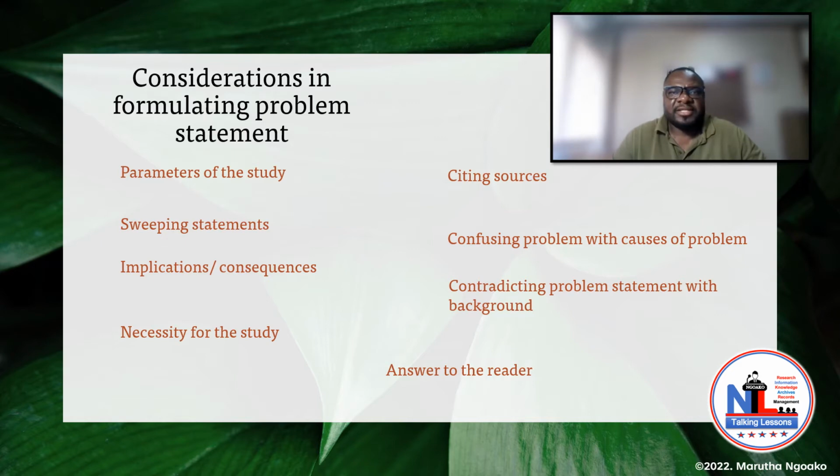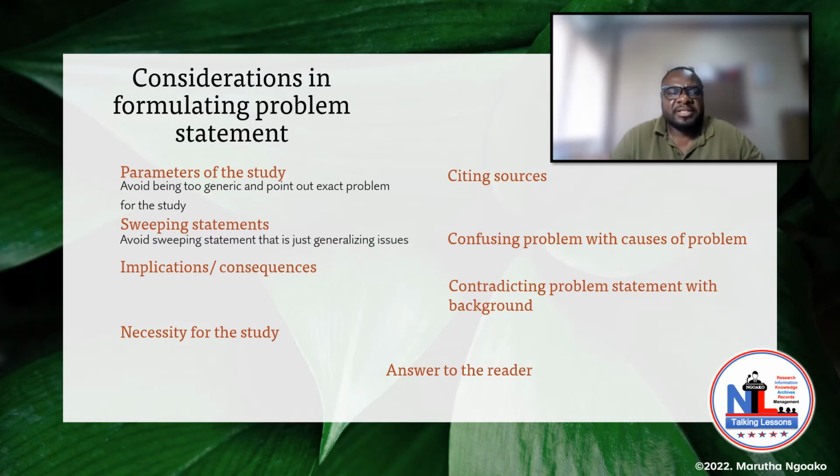The parameters of the study. You have to have boundaries for a study. Your study cannot just be open to everything in the world. Avoid being too generic and point out the exact problem for the study. You cannot research all the problems in the world in one study. And then again, you need to avoid sweeping statements, which are just generalizing issues. You need to be focused, to the point, and show the scope of your research.